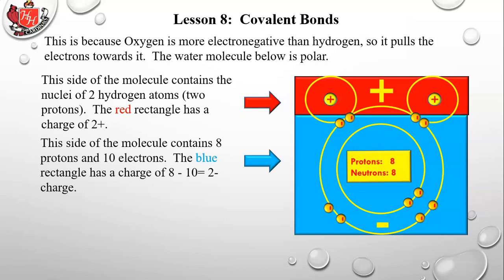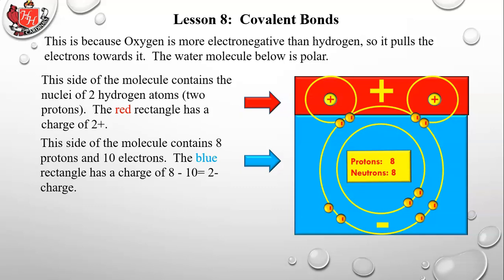This side of the molecule contains 8 protons. Those are from the oxygen atom. The blue rectangle has a charge of 8 minus 10, or 2 minus. In other words, you can count that there's 1, 2, 3, 4, 5, 6, 7, 8, 9, 10 electrons in the blue box, and 8 protons, which are in the nucleus of the oxygen atom. That means the blue side of the molecule has a negative charge. It has a 2 minus charge.